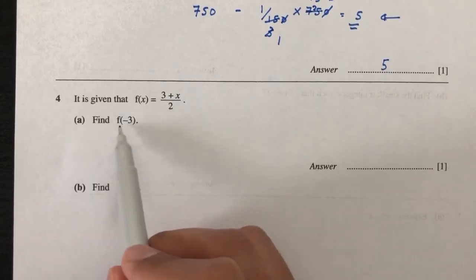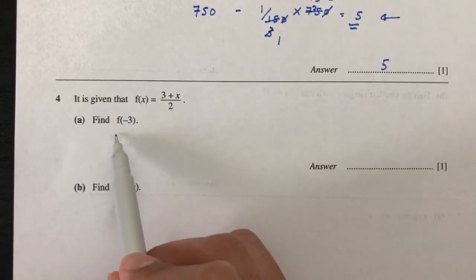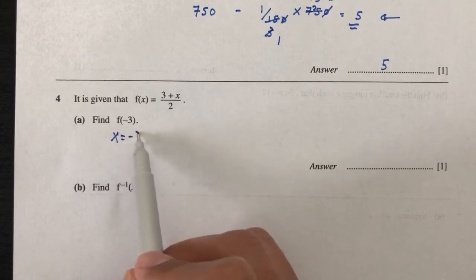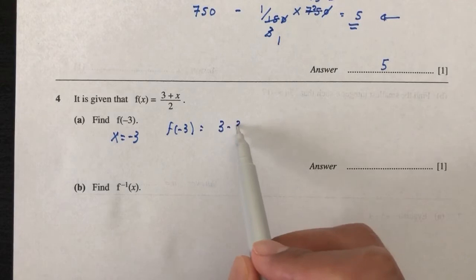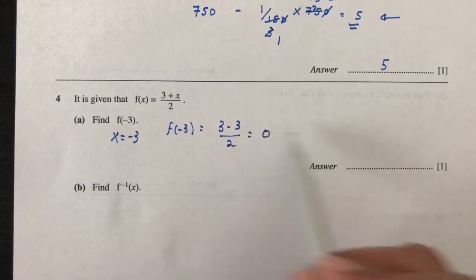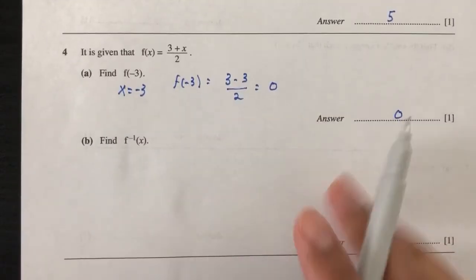Part A, find f of minus 3, which means we have to replace the value of x by minus 3. So f of minus 3 will be (3 minus 3) divided by 2. That will be 0.